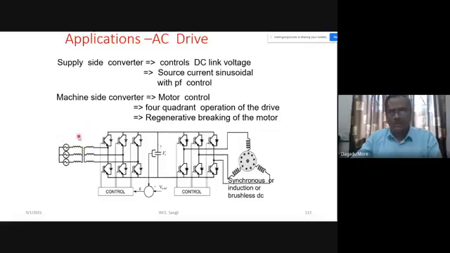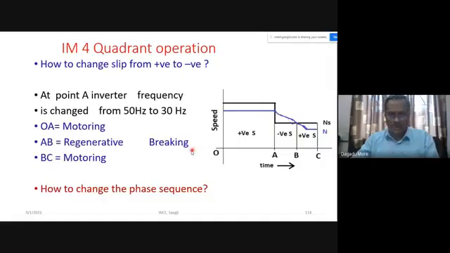Here source currents are sinusoidal. Similarly, our machine currents are also sinusoidal. And we have seen how to get the braking whenever we are reducing the speed, particularly when we quickly reduce the frequency, synchronous speed will change, rotor speed will remain the same, then slip will become negative, and the machine will go into a generator mode.